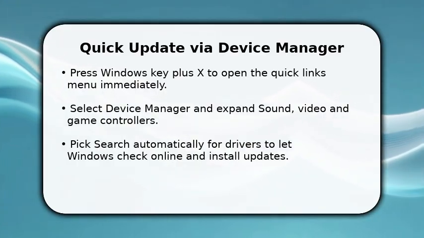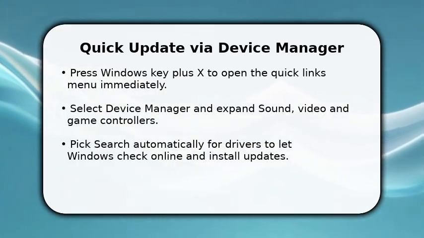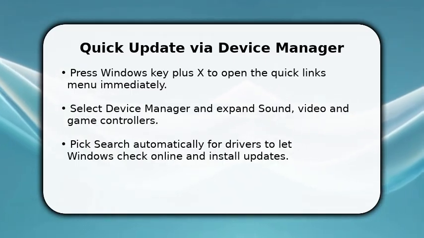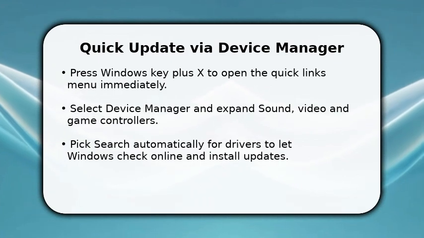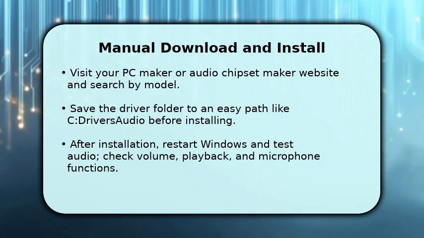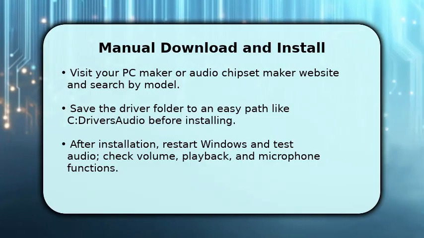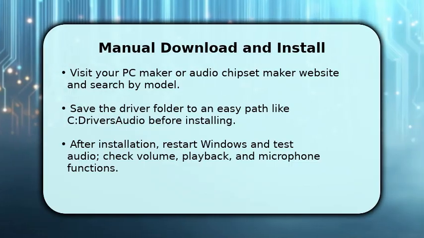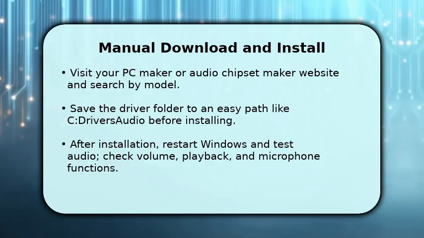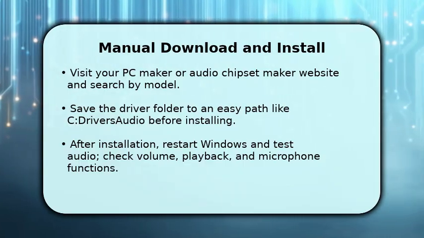Pick Search automatically for drivers to let Windows check online and install updates. If no update appears, choose Browse My Computer for drivers to use a downloaded file. To download drivers, manually visit your PC Maker or Audio Chipset Maker website and search by model. Choose the exact Windows 11 driver matching your architecture, 64-bit or 32-bit, and build.